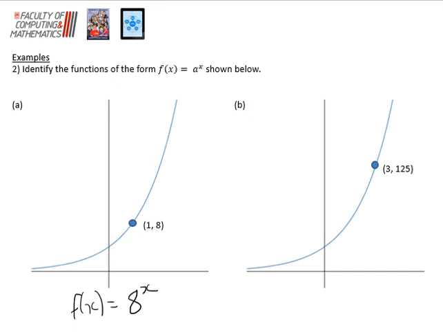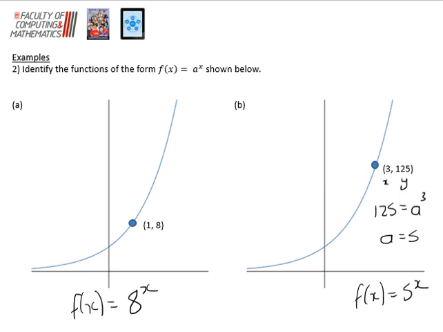But what we can do, same as we can do with any point, is take out an x and a y value and substitute it into the function. So 125 is equal to a to the power 3, and we should be able to see, or we can do the cube root, that a is 5. So f(x) is equal to 5 to the power x.